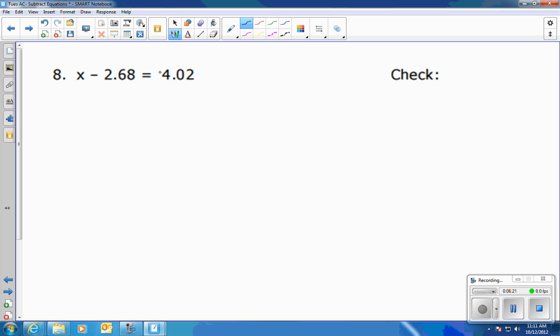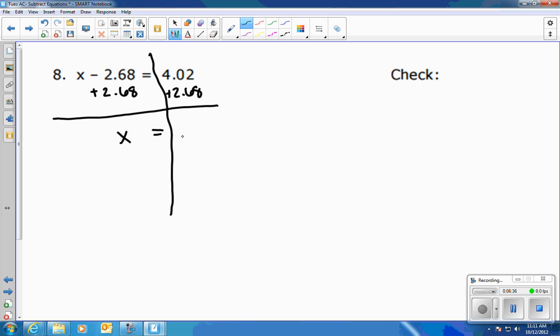This one has some decimals. No big deal. Same process. How do you get rid of minus 2.68? Add 2.68. Remember when you add decimals that they need to line up. So x should equal 6. Oops. That's why they tell you not to add from the front. 6.70.